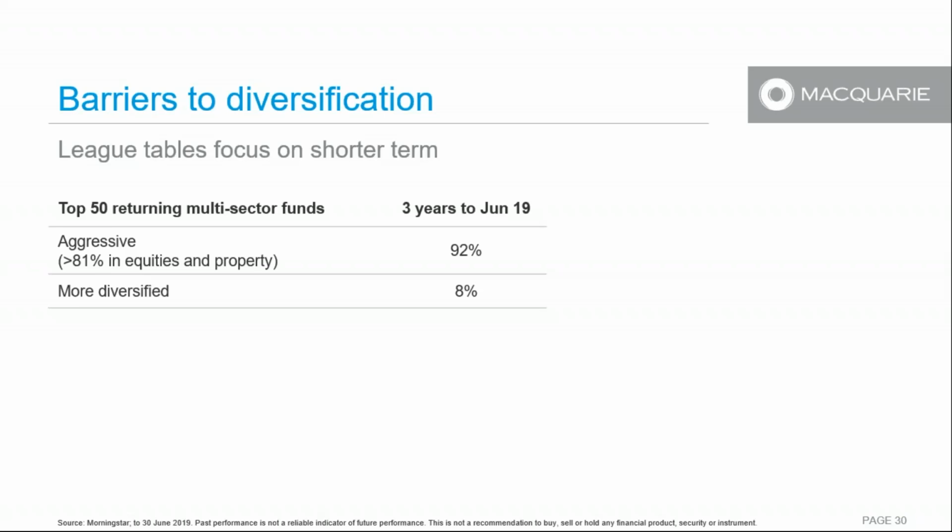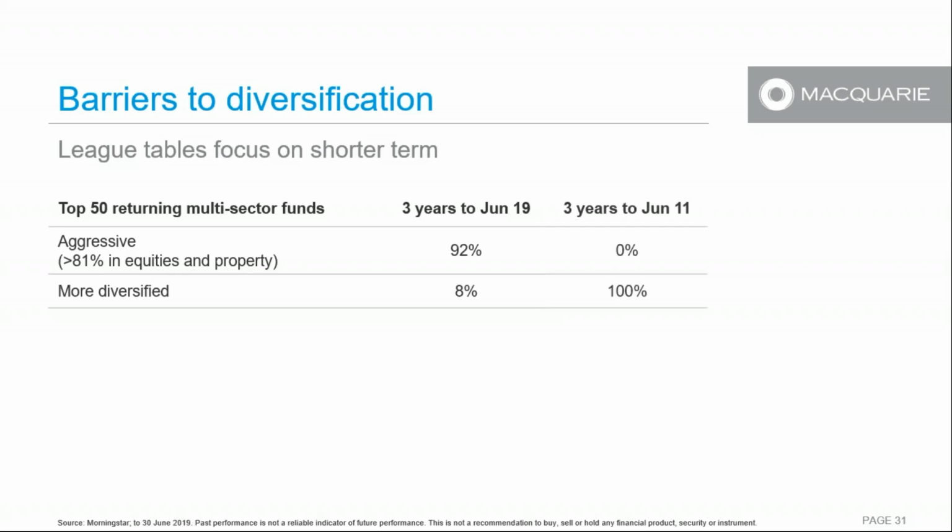If we look at the top performing multi-sector funds over the last 3 years to June 2019, we can see that the overwhelming majority, that is over 90%, had an equity and property allocation greater than 80%. As an investor whose portfolio contains this exposure to equities, our views may be confirmed that this type of allocation to equity investments is most appropriate.